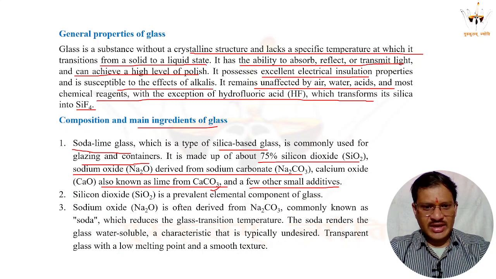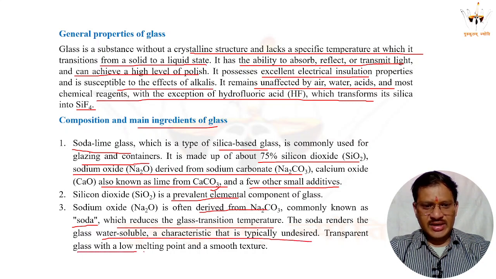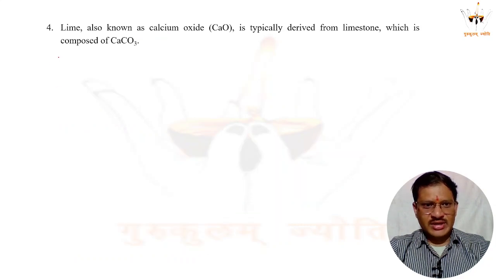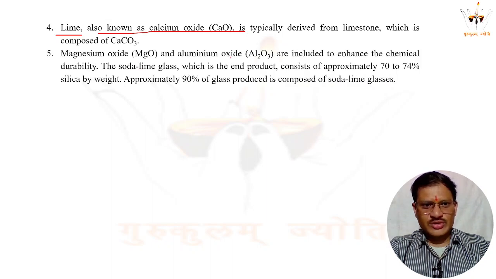The second one is silicon dioxide, which is the prevalent elemental composition of glass. Sodium oxide, the third one, is often derived from Na2CO3, commonly known as soda, which reduces the glass transition temperature. The soda renders the glass water soluble, a characteristic that is typically undesired. Transparent glass has a low melting point and a smooth texture. Another ingredient is lime, also known as calcium oxide, typically derived from limestone, which is composed of CaCO3.